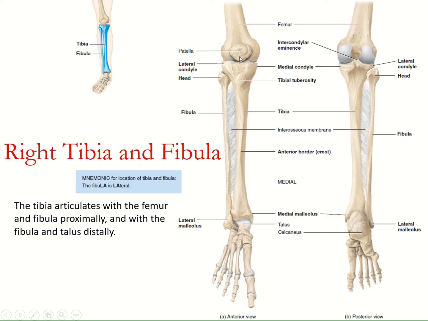So here's your femur. It will have an articulation with the tibia. Again, your fibula will have no articulation with your femur. And the tibia articulates with the femur and fibula proximally and with the fibula and talus distally. Okay, so fibula and talus distally.